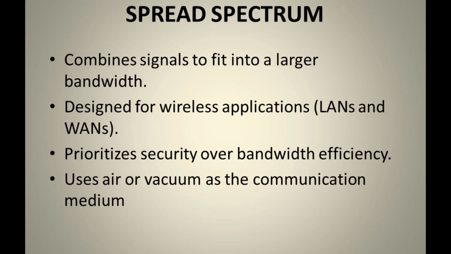Now the next main topic is spread spectrum. So what does it do? It combines signals to fit into a larger bandwidth. The initial signal may be of less bandwidth, and finally it becomes of larger bandwidth. This particular spreading technique is used for wireless applications. It prioritizes security over bandwidth. So we want to have security, and to gain security, we actually have to increase the bandwidth.